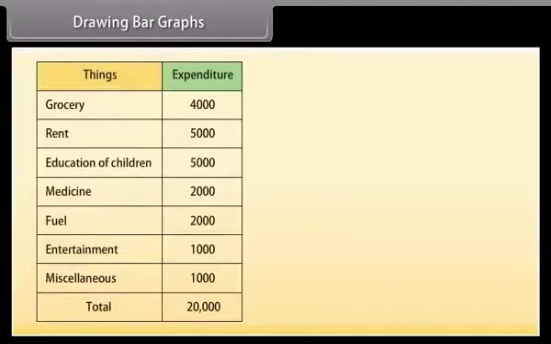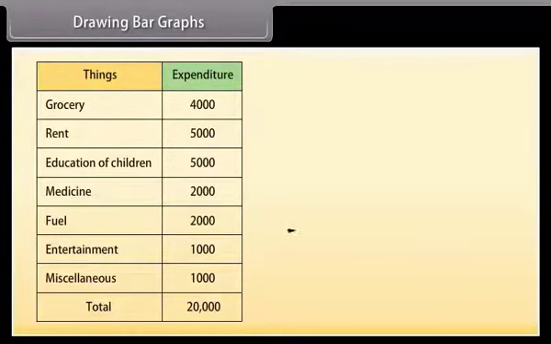Drawing bar graphs. Now we will learn how to draw the bar graph. Look at this table. This shows the data of the expenditure of a family with a monthly income of 20,000. Let us draw a bar graph of this data.